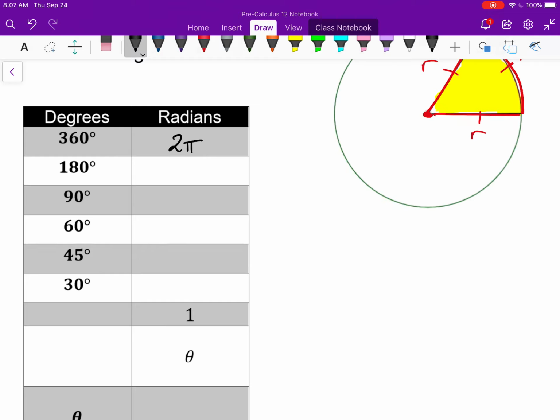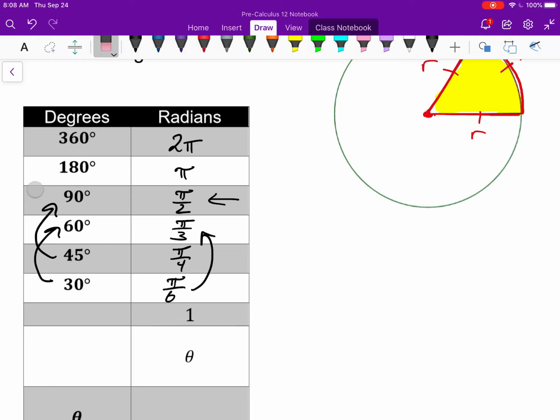For example, 180 degrees is half of 360, so in radians it must be half of 2 pi, so 1 pi. 90 degrees is half of 180, and so half of pi, pi over 2, must be the equivalent in radians. 60 degrees is 1/3 of 180. So in radians, it must be pi over 3. 45 degrees is 1/2 of 90. So radians must be half of pi over 2, which is pi over 4. And 30 degrees is half of 60, for example. So in radians, 30 degrees must be half of pi over 3, which is pi over 6.